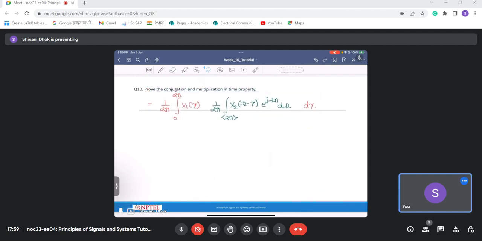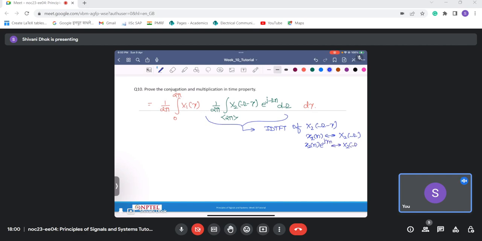Now observe this part, this thing in green color. So this is basically the IDTFT, that is inverse discrete time Fourier transform, of x2 of omega minus gamma. So if x2 of n has DTFT as x2 of omega, then x2 of n multiplied by e power j gamma n will have a DTFT as x2 of omega minus gamma using the frequency shift property. So this green thing basically reduces to x2 of n into e power j gamma n.